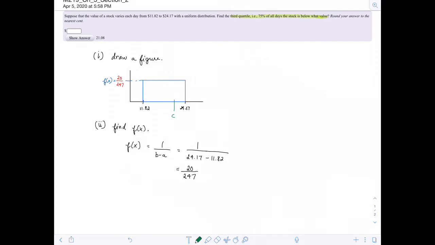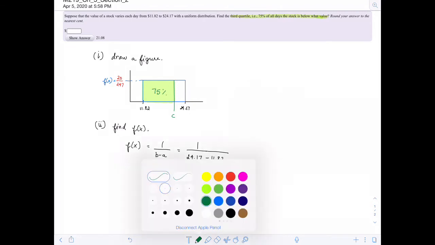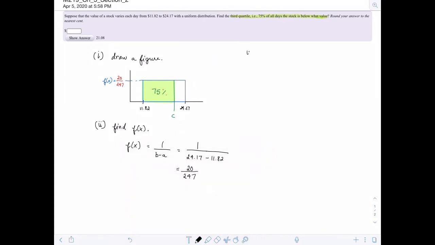So let me go ahead and mark this third quartile, and I call it C. And then I'll go ahead and mark it. So everything below this value will be 75%. So I'm just going to go ahead and shade it in. And this is going to be 75%.